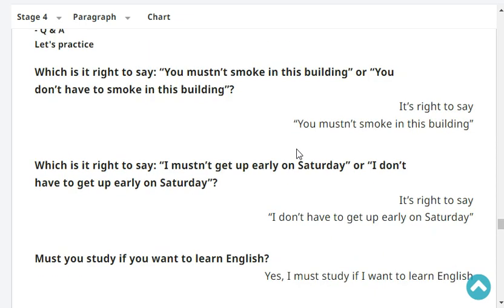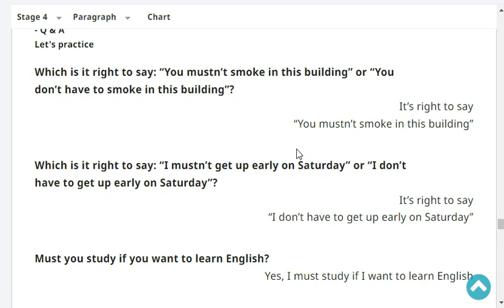For the next lesson. Very good. Which is it right to say? You mustn't smoke in this building, or you don't have to smoke in this building? It's right to say, you mustn't smoke in this building. Very good.